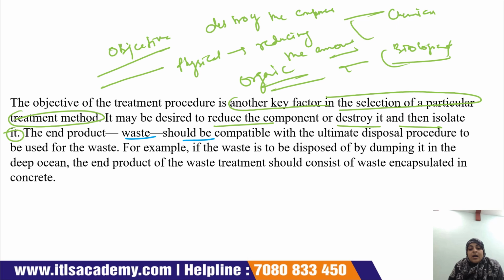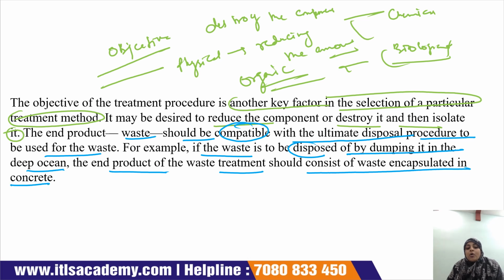waste should be compatible with the ultimate disposal procedure to be used for the waste. For example, if the waste is to be disposed of by dumping it in the deep ocean, the end product of the waste treatment should consist of waste encapsulated in concrete. So suppose there is a waste which is dumped into a deep ocean, then we choose a waste treatment which converts this waste into concrete. So it totally depends upon the procedure of the waste treatment plan which type of method we have to choose.